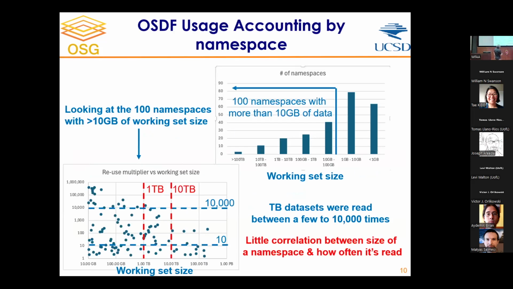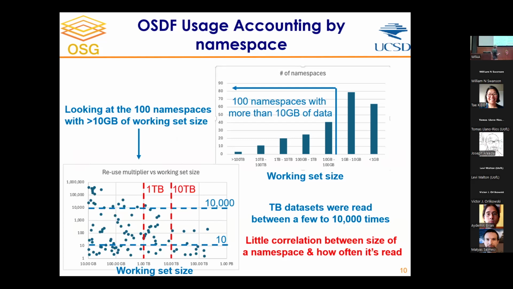I want to show you some things where I'm first looking at all the namespaces and ask myself, what's the working set size? How much unique data do they have? And I'm looking at anybody with more than 10 gig of data. There's 100 namespaces, and I do the x-axis, the working set size, and the y-axis, how many times has this data been read? And you're seeing here, the scale is 1,000,000 times read. So there are people who have read their data more than 100,000 times. And then there's people who have 10 terabyte to 100 terabyte of data, and they still have read their data about 100 times.